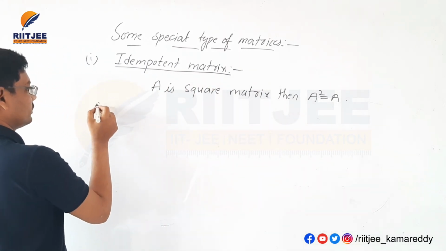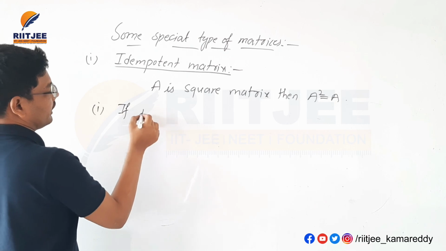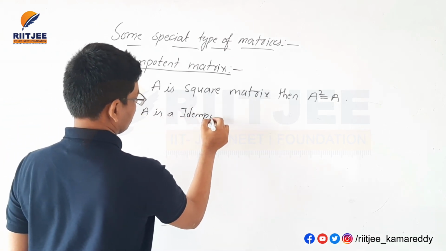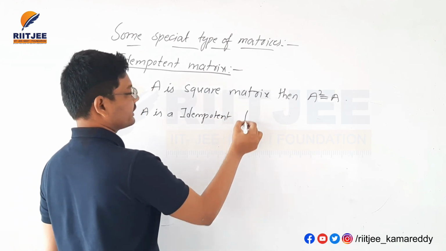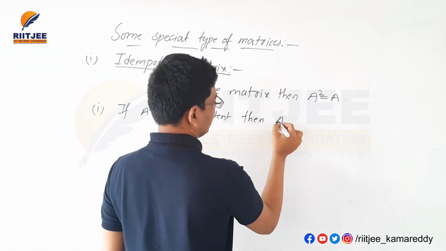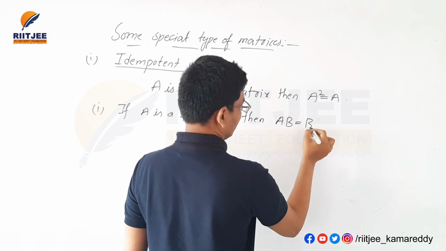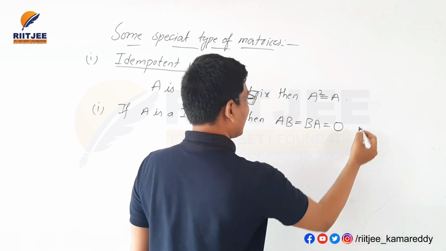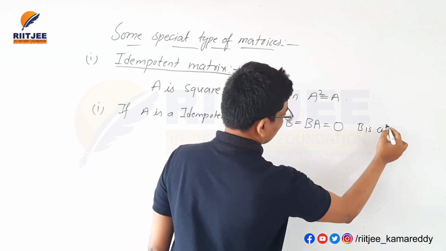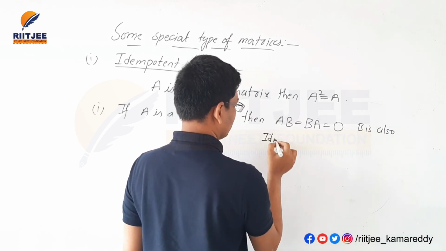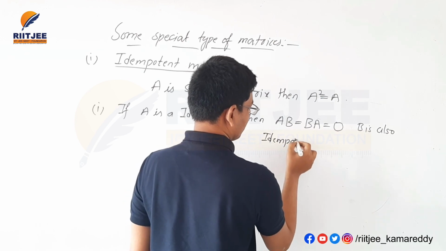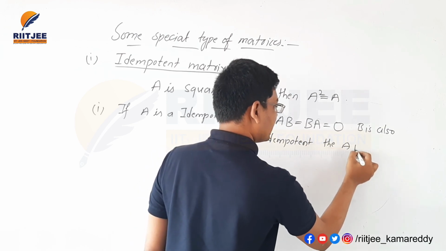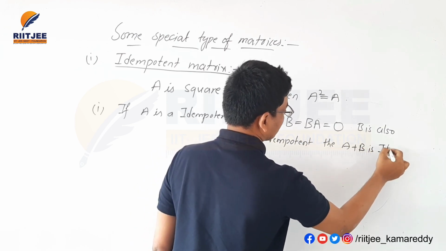The first one: if A is idempotent, then A into B and B into A is equal to O, where O is a null matrix, and B is also an idempotent matrix. Then A plus B is also idempotent.